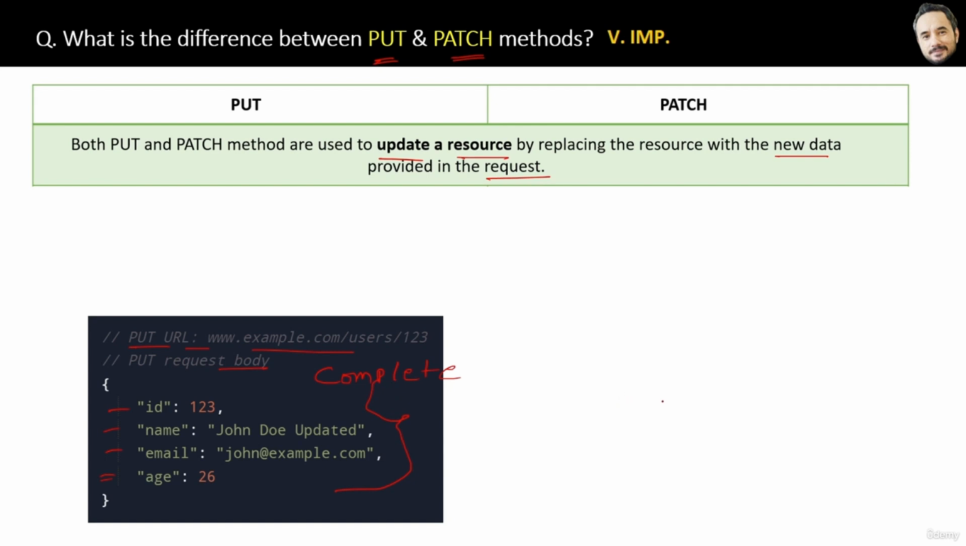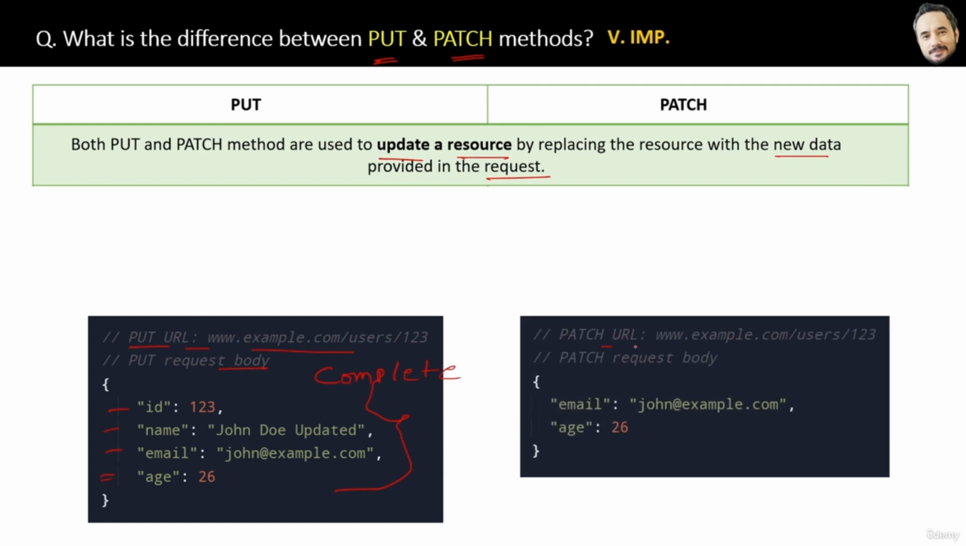Here is the PATCH URL and PATCH request body. Here the URL is the same, but in the PATCH request body the client will only send those fields that need modification, not all the fields. For example, in this case we only want to update the email and age of this user 123. So this will not impact other fields of the user. It's not a complete update.